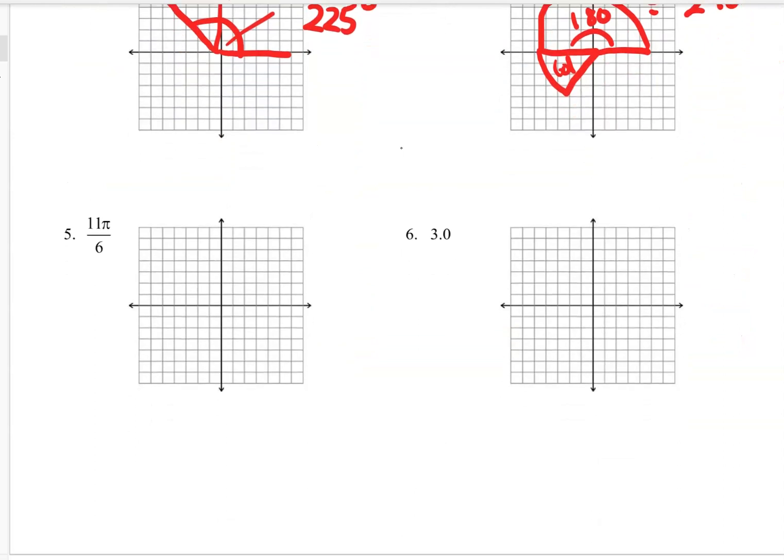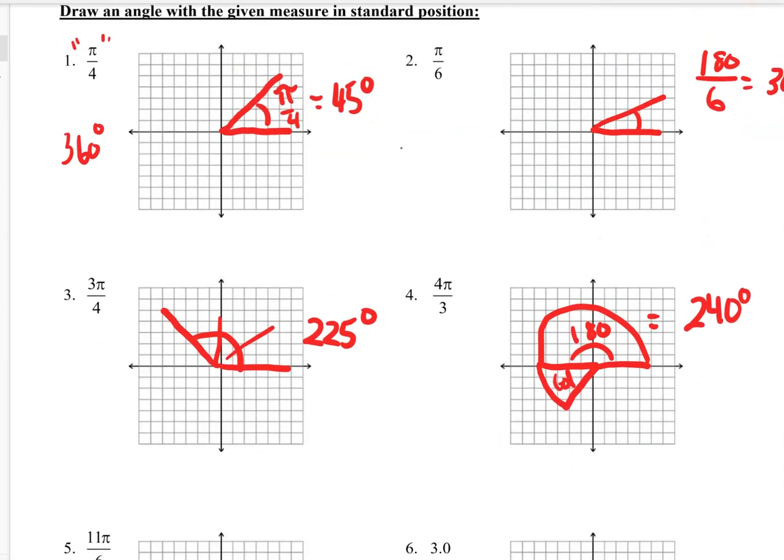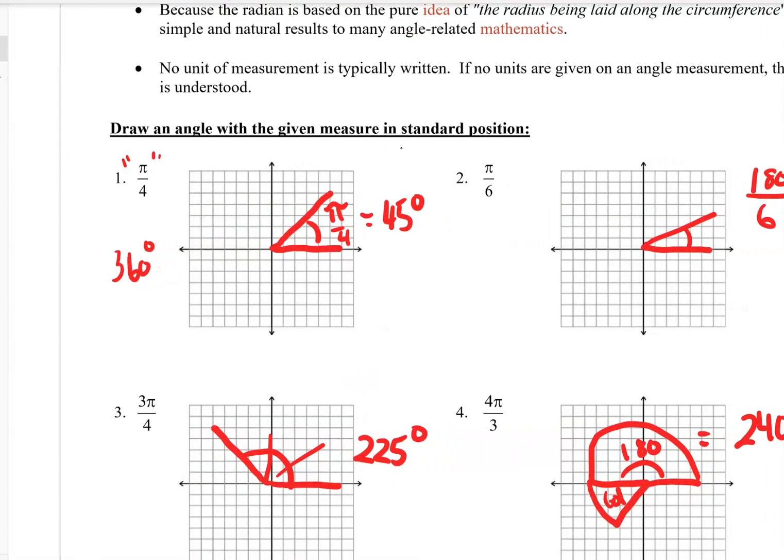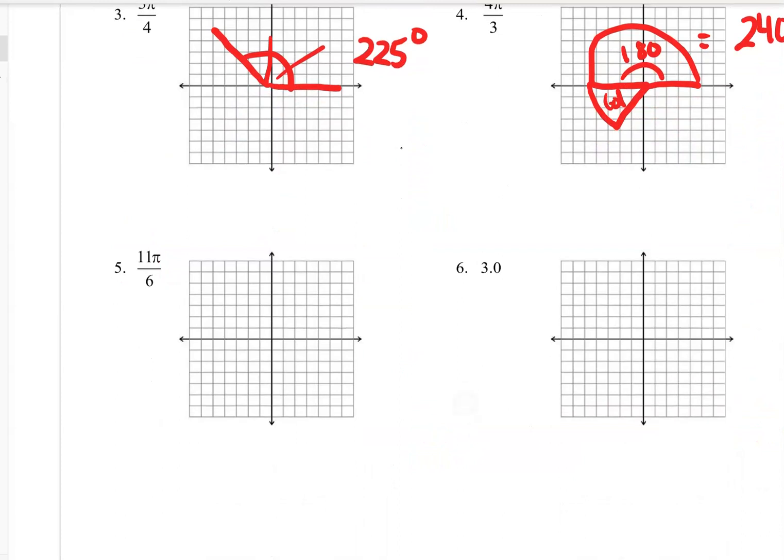11 pi over 6. Well, pi over 6 was 30 degrees back on question number 2. So we're going to go 11 times that, or 330 degrees. So starting in the first quadrant, 90, 180, 270, 360, 330. So Pac-Man.